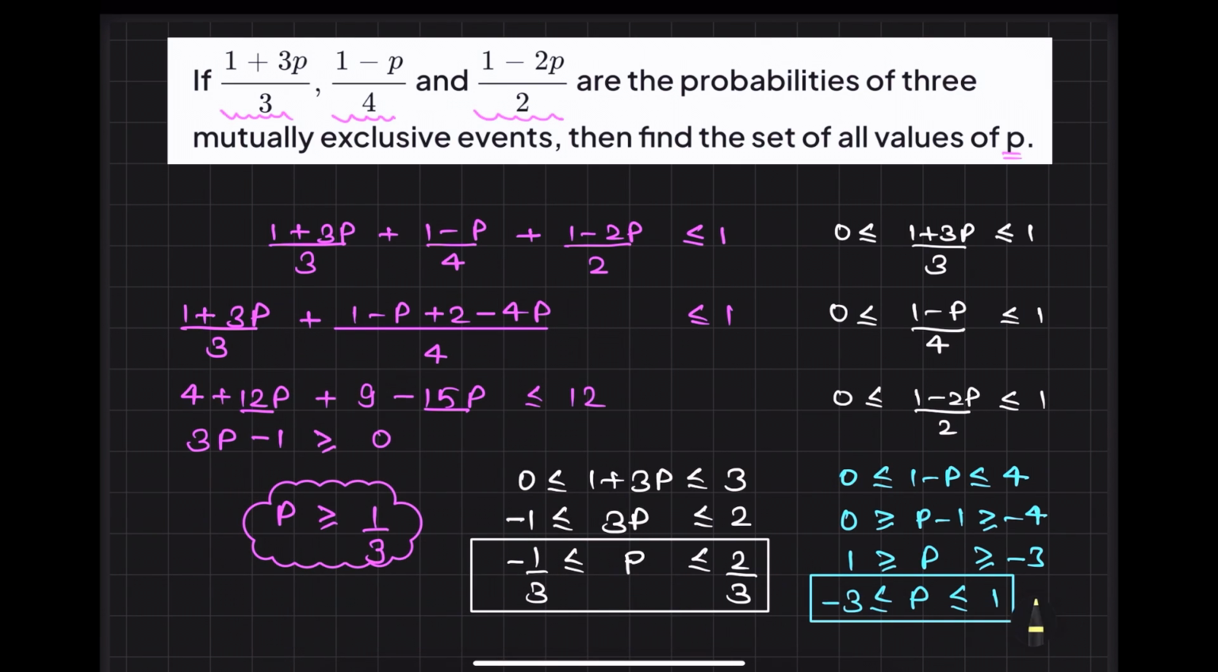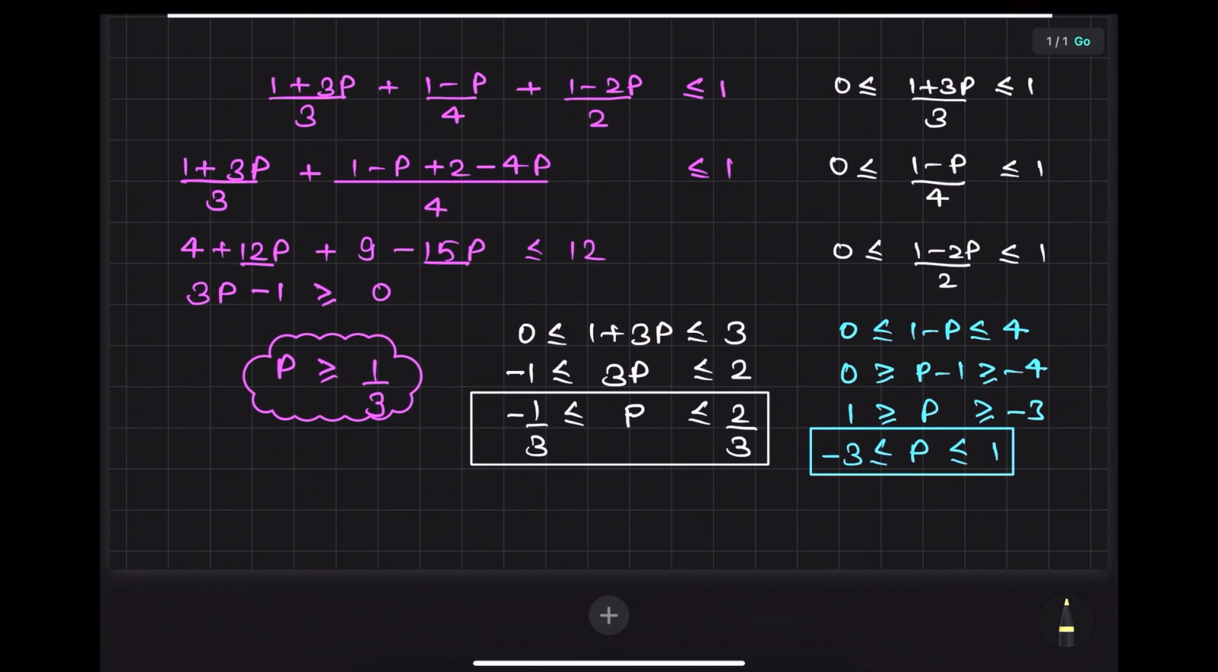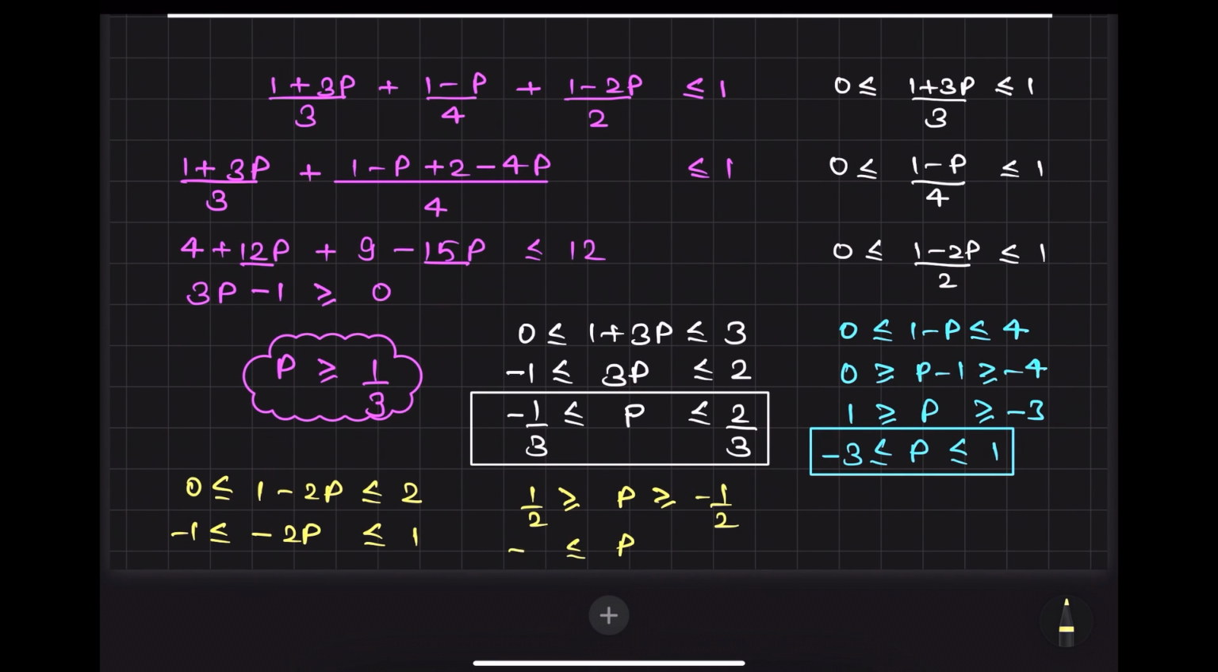Now we have to solve the third idea. I'll multiply by 2, so 0 less than or equal to 1 - 2p less than or equal to 2. First I'll subtract 1. So minus 1 less than or equal to minus 2p, less than or equal to 1. Now I'll multiply by minus 1/2. The sign of inequality will change, so it will become 1/2 and then minus 1/2. So p will range from minus 1/2 to 1/2. So this is your fourth inequality.